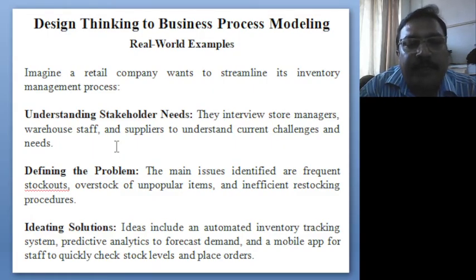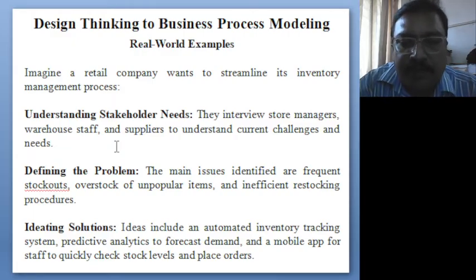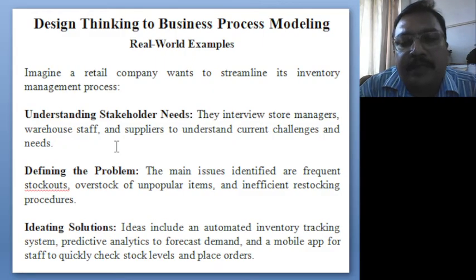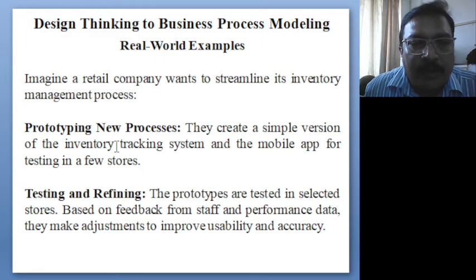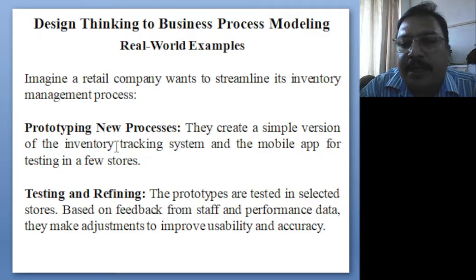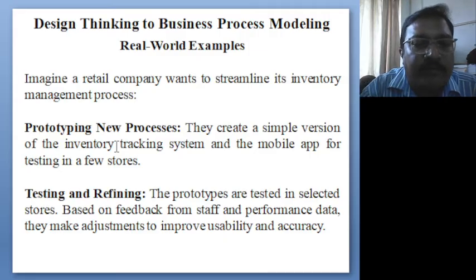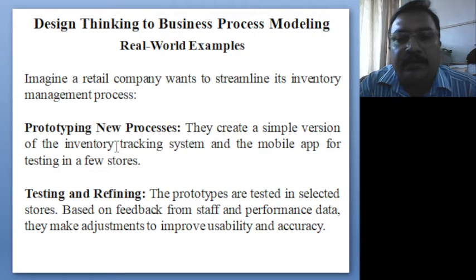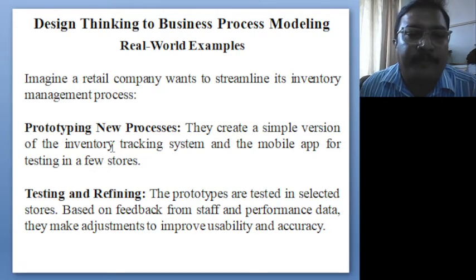And then ideating solutions. Ideas include an automated inventory tracking system, predictive analytics to forecast demand, and a mobile app for staff to quickly check stock levels and place orders. This comes under the ideation procedure. Then prototyping: they create a simple version of the inventory tracking system and the mobile app for testing in a few stores. That is the prototype. Once the prototype is ready, it goes for testing and refining. So this is how the design thinking concept can be used in business process modeling.